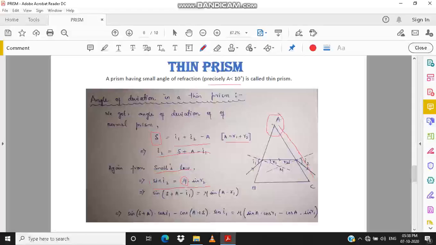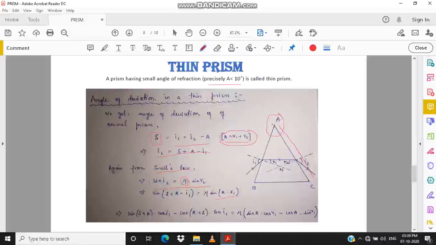Now we will be just substituting the values of I2 from here, that is del plus A minus I1. We write it down over here, that is equals to mu sine A minus R1. Why? Because value of R2 from this equation is R2 is equals to A minus R1. So we write it down over here.